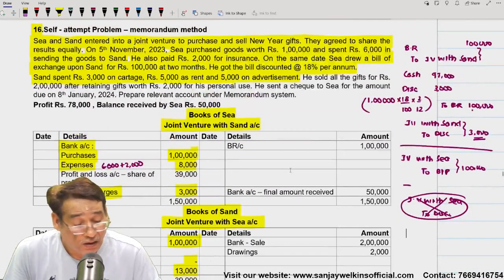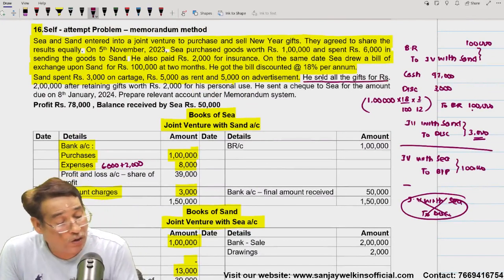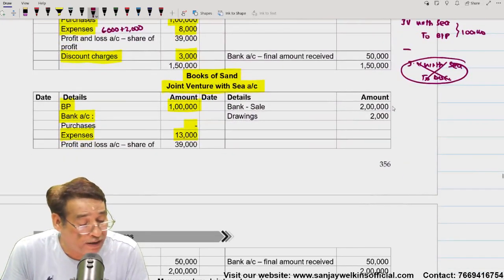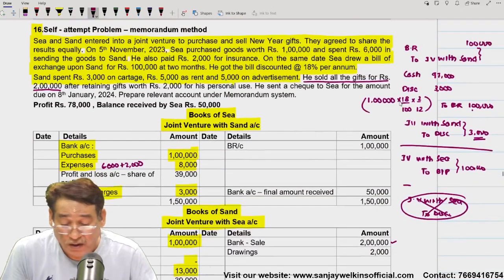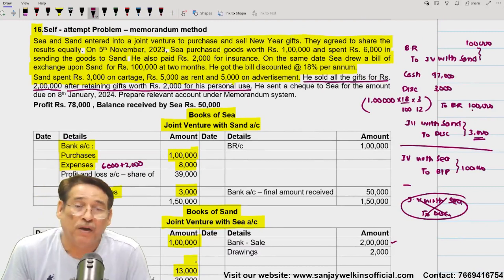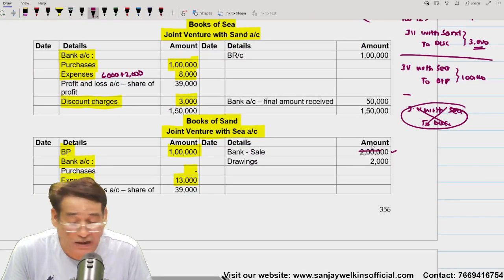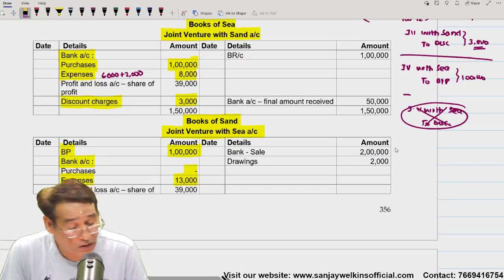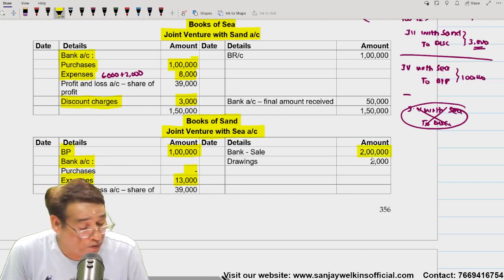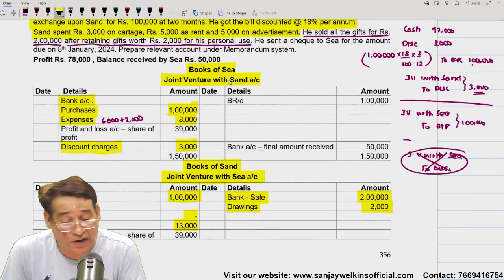So then it is given, he sold, he means SAND, all the gifts for rupees 2 lakh. So in the books of SAND, I am going to write by sale 2 lakh, after retaining gifts worth rupees 2,000 for personal use. It is a sort of drawings. So these drawings are made by SAND. So for sale, he is going to write 2 lakh, and the goods which he has taken for personal use will be written as drawings. So these are the transactions of SAND, and these are the transactions of C.